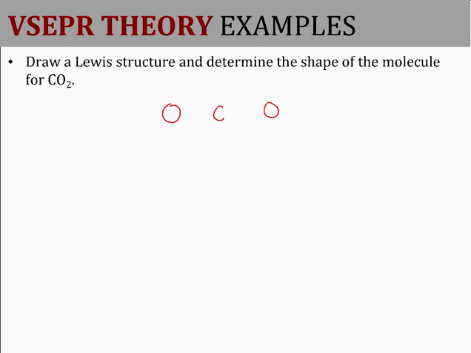And then we want to count how many valence electrons we have for this molecule. So we have 4 valence electrons for carbon, and then we have 6 valence electrons for each oxygen, so we'll multiply 2 by 6. That gives us a total of 16 valence electrons. And next we're going to start forming some bonds between carbon and each oxygen. That means we used up 4 valence electrons, so now we have 12 valence electrons left.